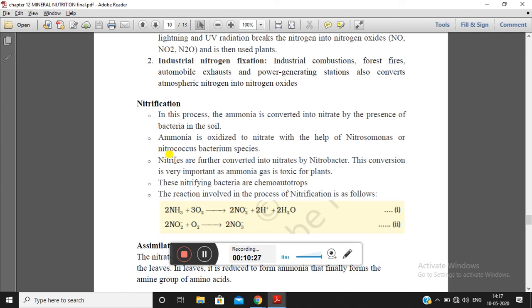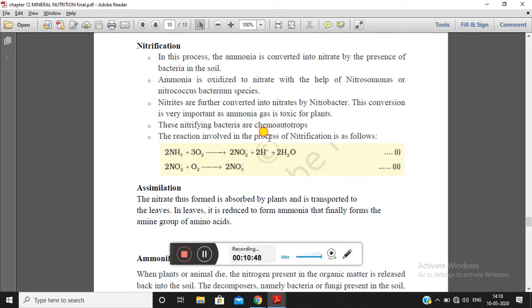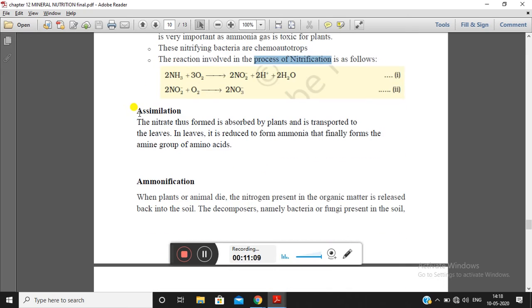Basically nitrites are further converted into nitrates by Nitrobacter. This conversion is also very important as ammonia gas is toxic for plants. These are known as nitrifying bacteria, or also chemoautotrophs. So the following two reactions are involved in nitrification: ammonia reacting with oxygen leading to the formation of nitrite, and this nitrite further undergoes oxidation resulting in the formation of nitrate ions, that is NO3 minus.